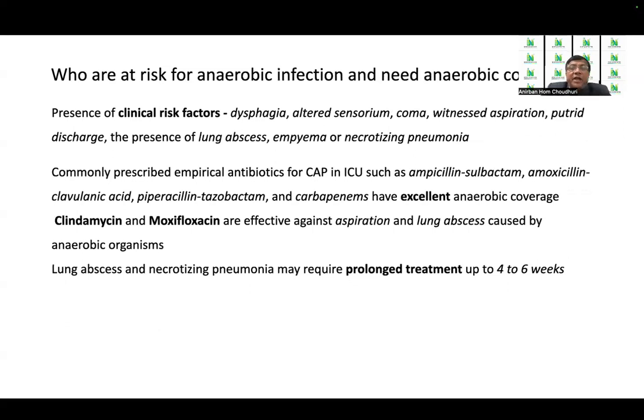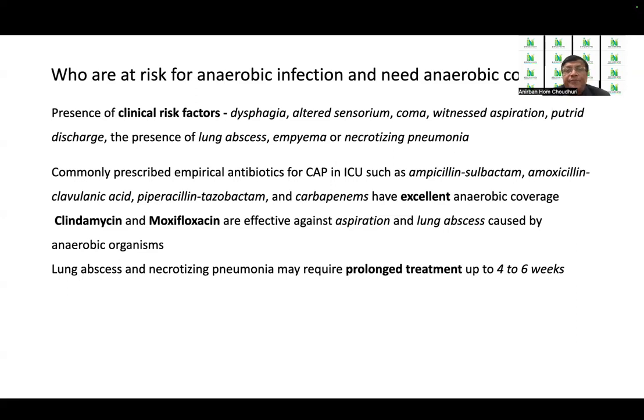Now, who is at risk for anaerobic infection and needs anaerobic coverage? From your basic understanding of microbiology, if you can remember, there are two kinds of bacteria, the aerobes and the anaerobes. Aerobes always need oxygen to divide. Anaerobes do not need oxygen, and in fact, the presence of oxygen can be harmful to them because they cannot divide. And there is a third group, called facultative anaerobes, which can divide without oxygen, but they will use oxygen if they have access to it.